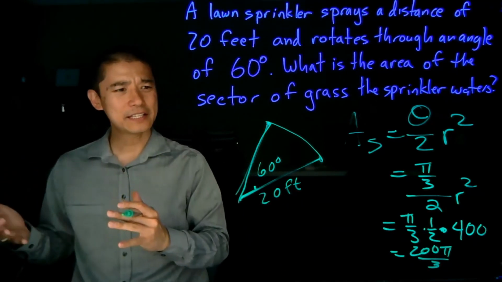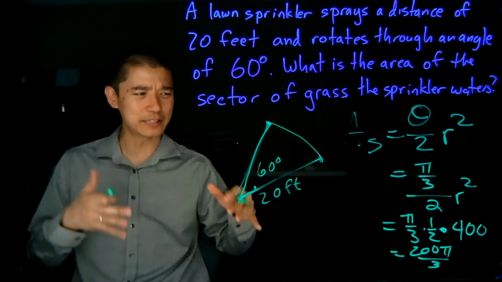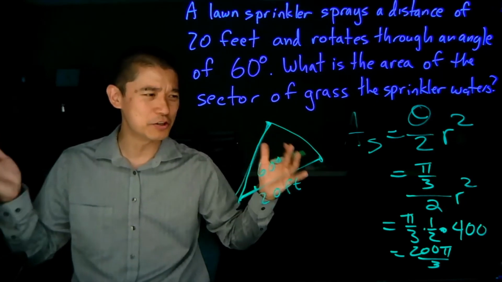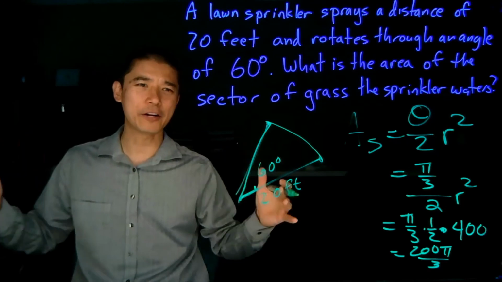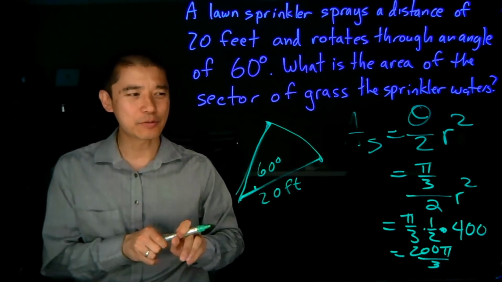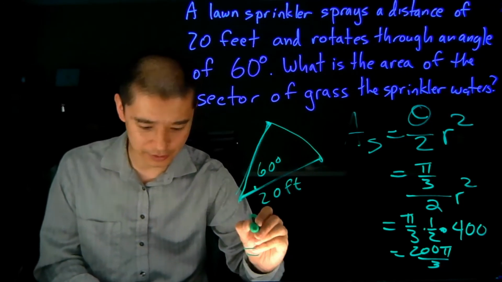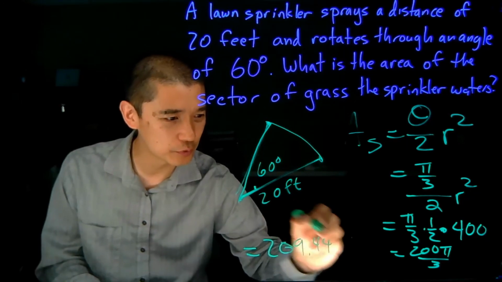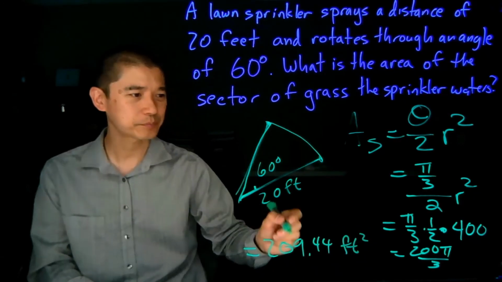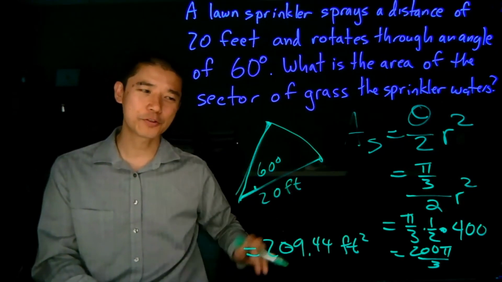which again isn't so helpful in a practical problem, because typically when people are given a number like that, they don't know what area that actually represents. And so what we need to do is plug this into a calculator. If we plug it into a calculator, you get the answer 209.44 square feet. And so this sprinkler sprinkles an area of almost 210 square feet.